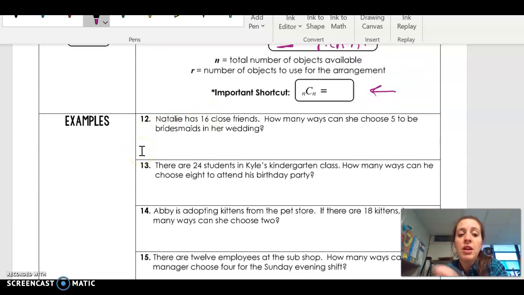So let's look at number 12. Natalie has 16 close friends. How many ways can she choose 5 to be bridesmaids? So the first thing I ask is, is this a permutation or a combination? If I'm in the wedding party, it doesn't matter which order I was selected in, I was still selected. So that's going to be a combination. So I've got 16 total and choosing 5.